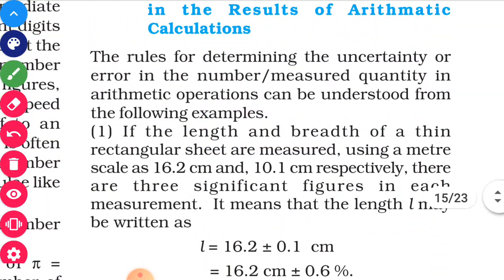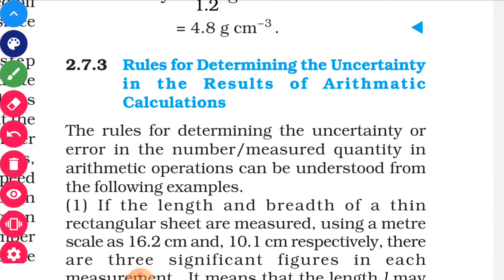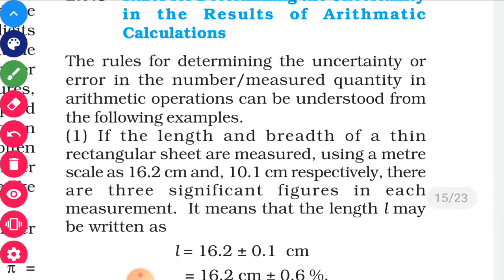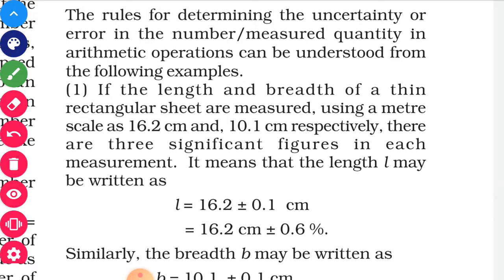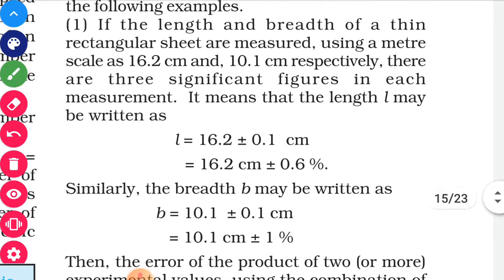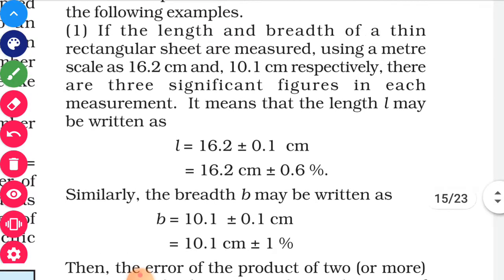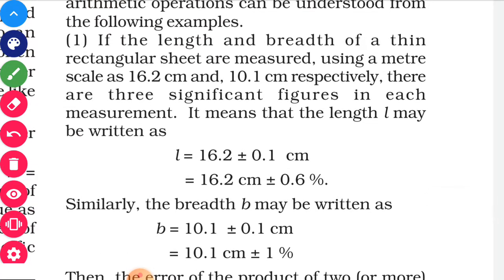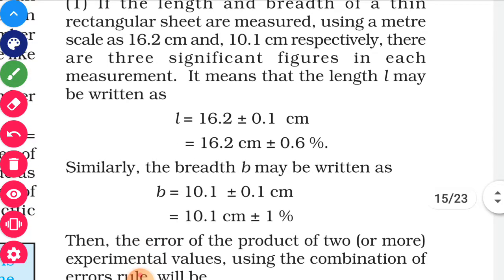These are the rules for determining the uncertainty in the result of an arithmetic calculation. The rules of determining the uncertainty or error in a number or measured quantity in arithmetic operations can be understood from the following example. Say the length and breadth of a thin rectangular sheet are measured using a meter scale as 16.2 centimeter and 10.1 centimeter respectively. There are three significant figures in each measurement.